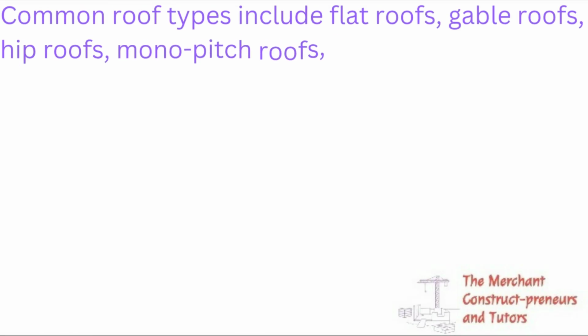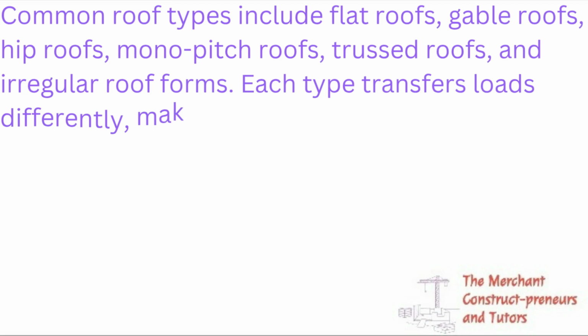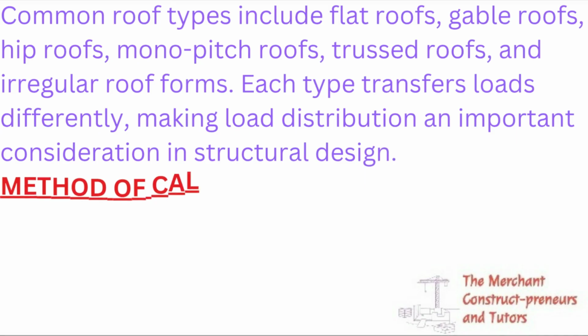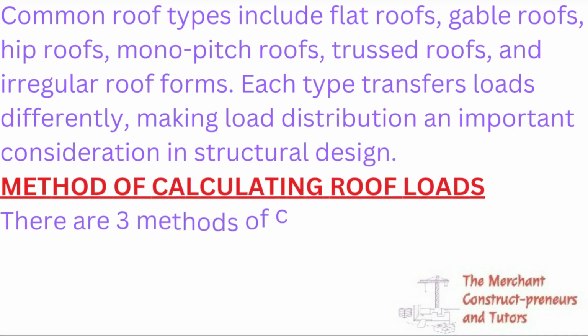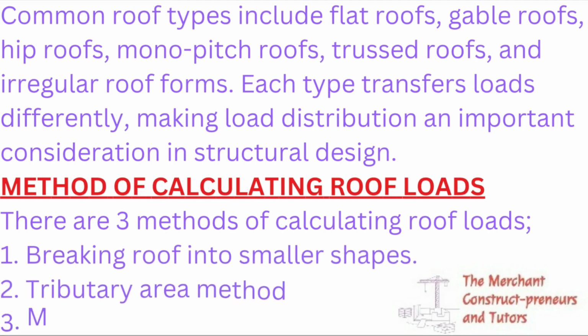So there are different types of roofs. We have the flat roofs, gable roofs, hip roofs, mono pitch roofs, truss roofs, irregular forms. We even have the arched one. From these types, there are other types of roofs that are being mixed together. The roof can be made of either wood or steel, depending on the purpose, right? So each type transfers load differently, making load distribution an important consideration in structural design.